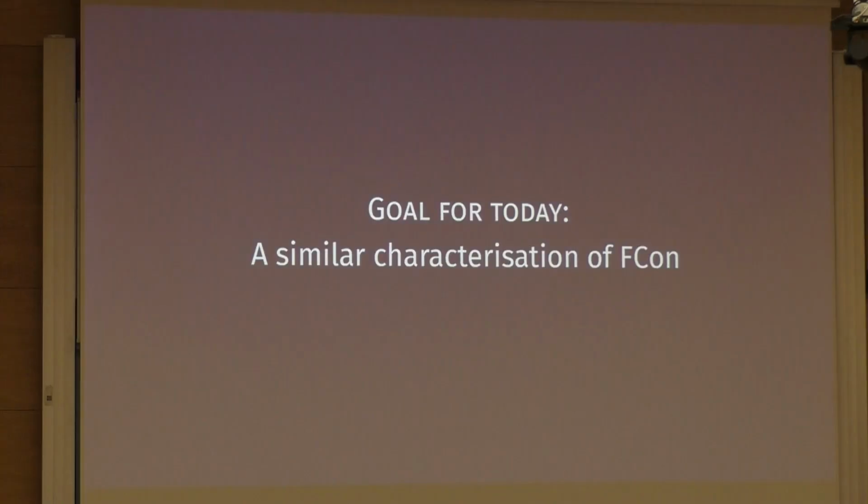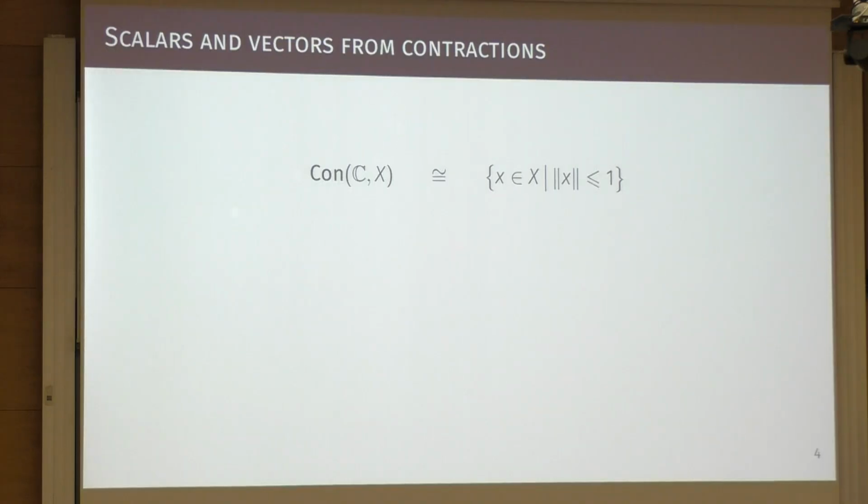So let me do that. So let's start by just trying to understand how we might recover the structure of a Hilbert space from the category Con itself. So within Con, we have a special Hilbert space, which is the monoidal unit here. It's the complex numbers regarded as a Hilbert space over itself.